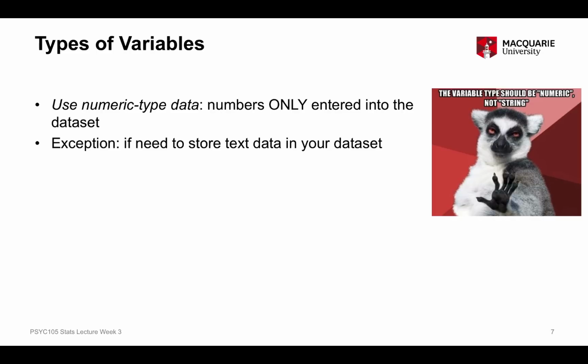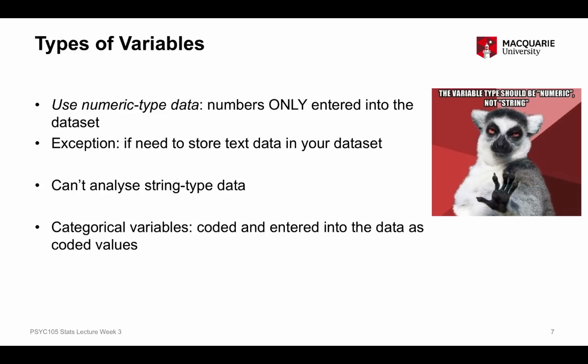That's the only exception, and again, in this course we'll only ever be dealing with numeric type data, just because it makes life simpler, and that's the kind of data we need to do the kinds of analyses that we want to do. As I said before, statistical programs can't actually analyze string type data, which is why it has to be numeric data. All of our categorical variables need to be coded, or our numeric variables just entered as the numbers themselves, which is what that says.